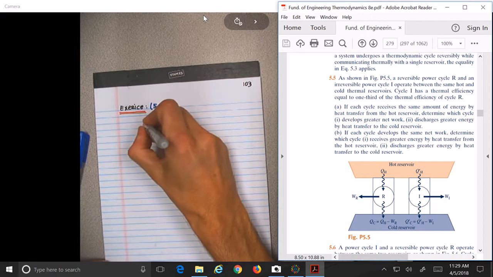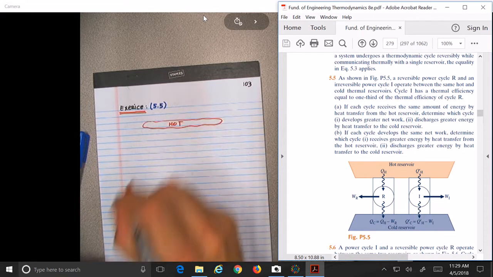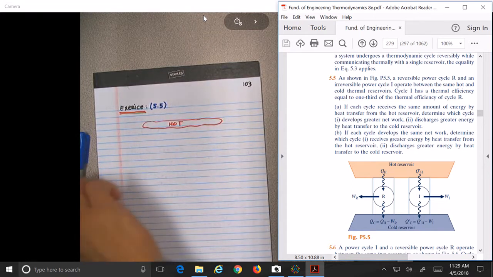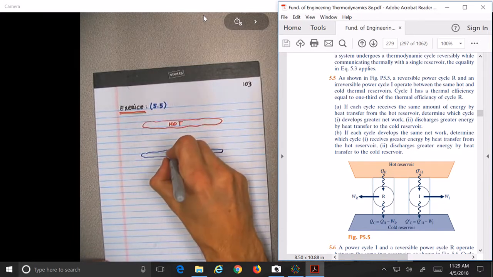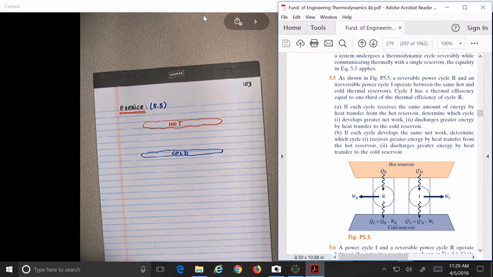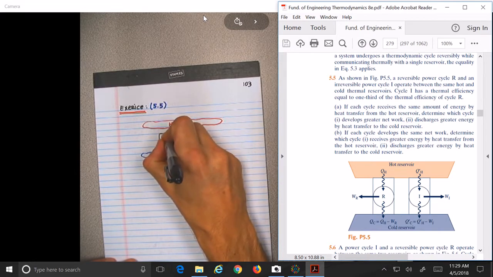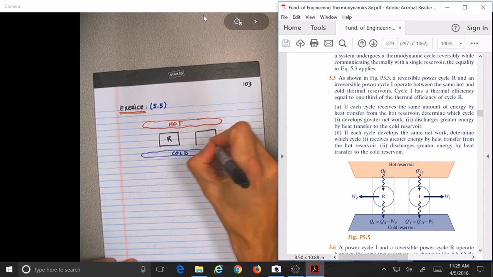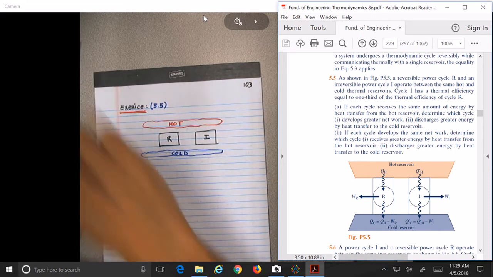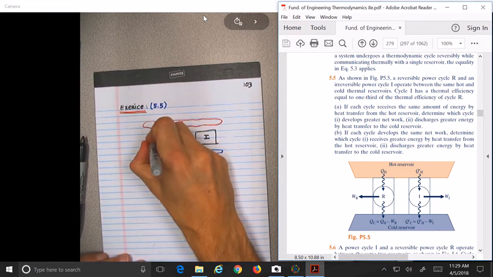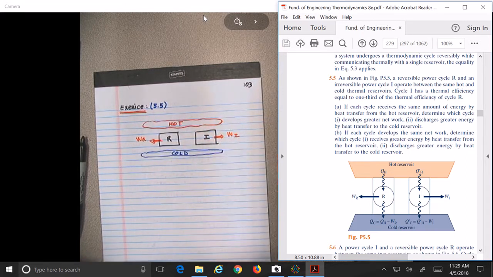Alright, so it looks like we have a hot reservoir over here. We're going to have a cold reservoir over here, and in between basically you have a reversible cycle and an irreversible cycle. So this one is going to produce a work of W reversible, this one of W irreversible.